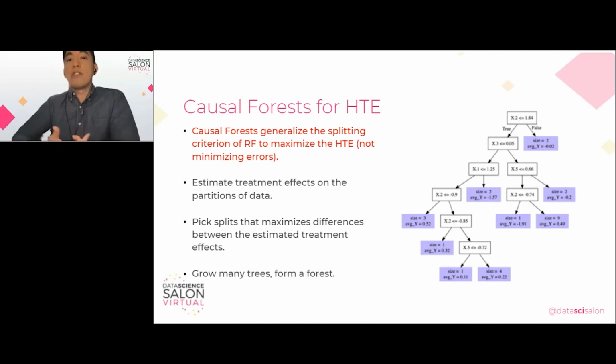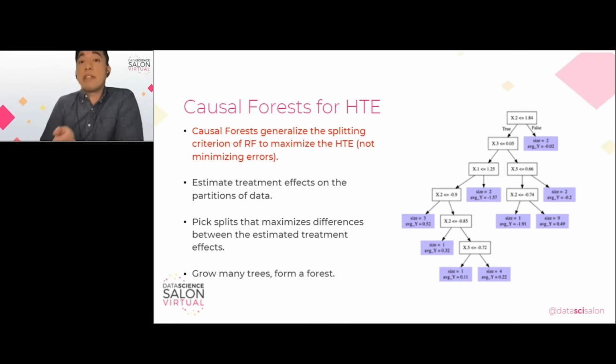So instead of obtaining a prediction on the partition of data, the causal forest actually estimates the treatment effect on the partition of data. And remember in the previous slide that we wanted to go over the small neighborhoods to estimate the treatment effect. This is exactly what they're doing, right?